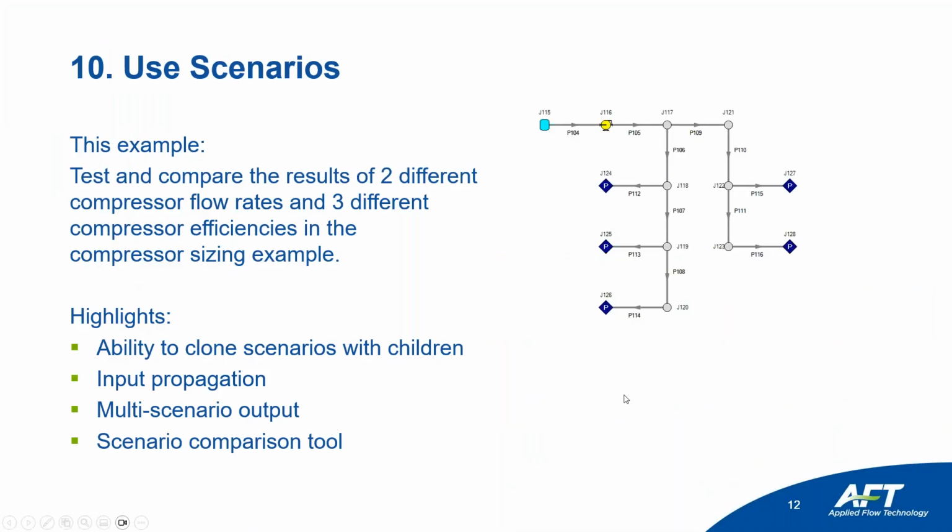So this was our last fundamental. Some of those highlights that I want to hammer home are the ability to clone the scenarios with children, so you don't have to create each one individually. The propagation of input parameters in general. We did a flow rate for this, and it propagated all the way down to all of its children. The multi-scenario output, so you can look at the output of multiple scenarios all within one window, and then the scenario comparison tool to make sure that you know what you actually changed between each one of these scenarios.